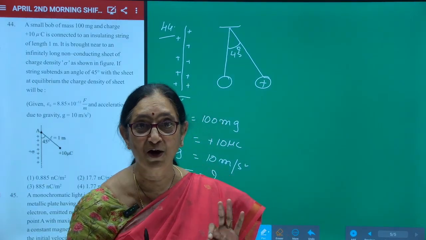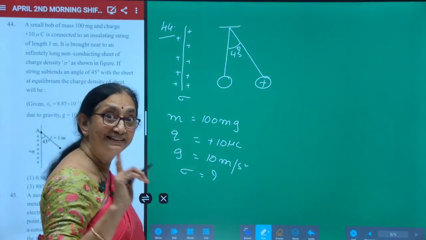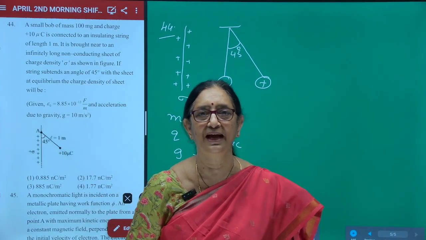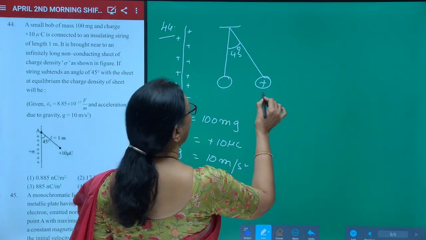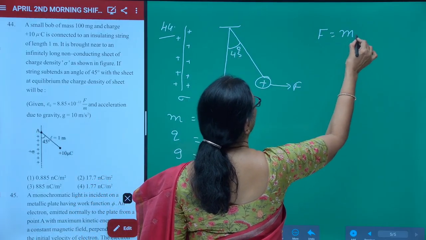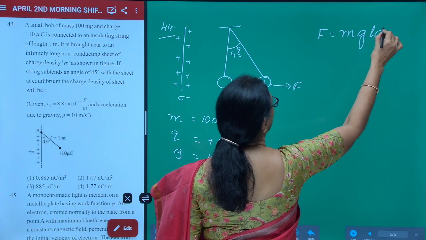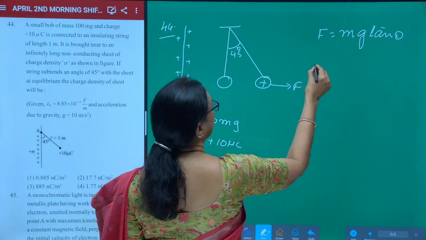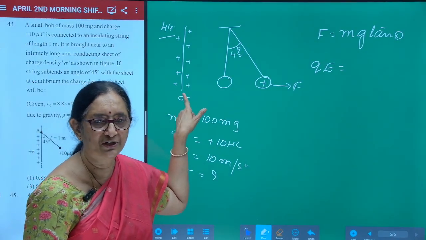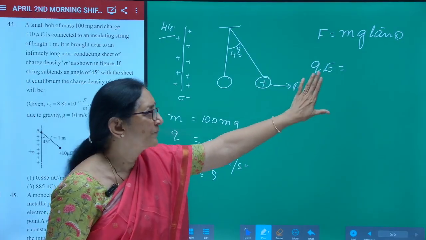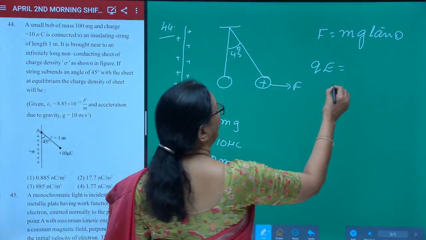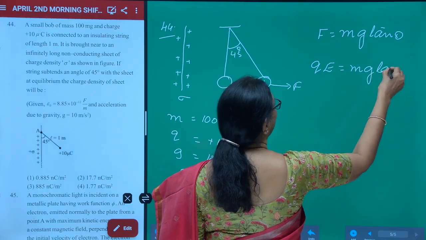What is the concept there? I think you remember the tangent law. So when the bob of a simple pendulum is pulled aside through an angle theta, then the horizontal force required to pull it aside through an angle theta is F equal to mg tan theta. So the necessary force is created by the electric field intensity created by the charged sheet. Then the force on a charge Q in a field of intensity E is QE. So QE is equal to mg tan theta.